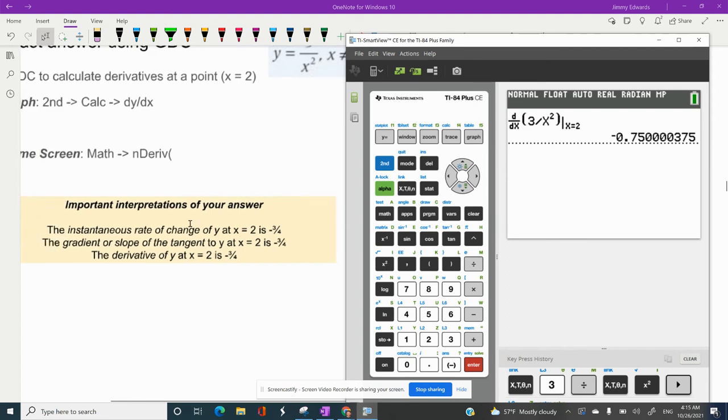So let's interpret that answer. The instantaneous rate of change of y at x equals 2 is negative 3/4. This also means the gradient or slope of the tangent to y at x equals 2 is negative 3/4, or just the derivative of y at x equals 2 is negative 3/4. All 3 of these may be how you may be asked about this on the IB exam. It may not say find the derivative at 2. It may say find the gradient of the tangent to y at 2. So you just have to understand that all that means find the derivative, plug in a number, and you're good to go.